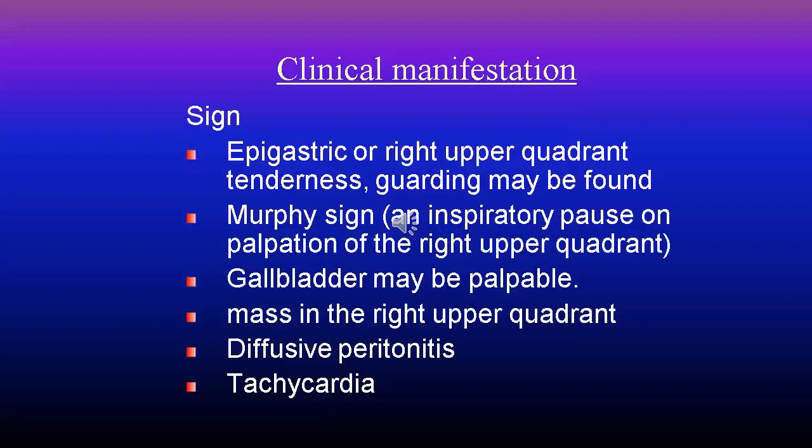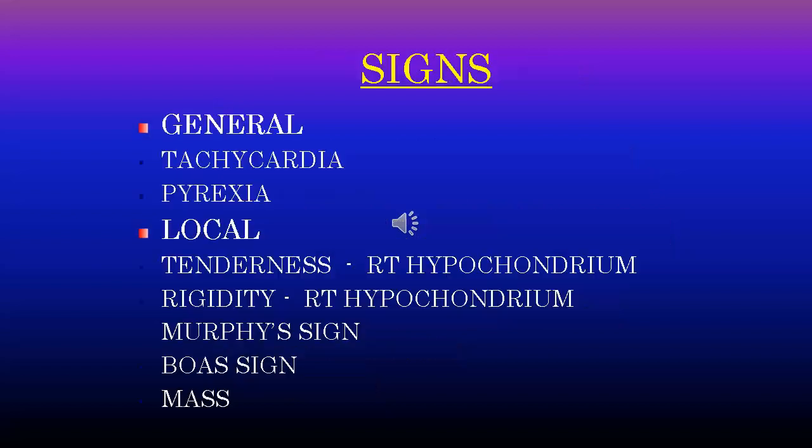In the general examination of this patient, we can find him feverish and tachycardic. In local examination, you will find tenderness and guarding rigidity at the right hypochondrium, and a positive Murphy sign, which was explained before. Boas sign, what's the Boas sign? Boas sign is hyperesthesia at the right infrascapular region. Also, we can palpate the gallbladder. You can find a mass at the gallbladder due to obstruction and mucocele or empyema.